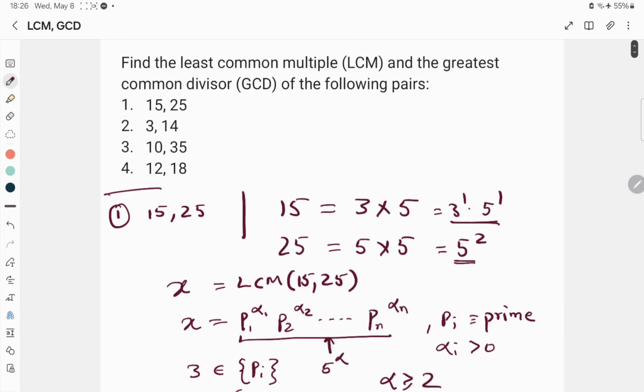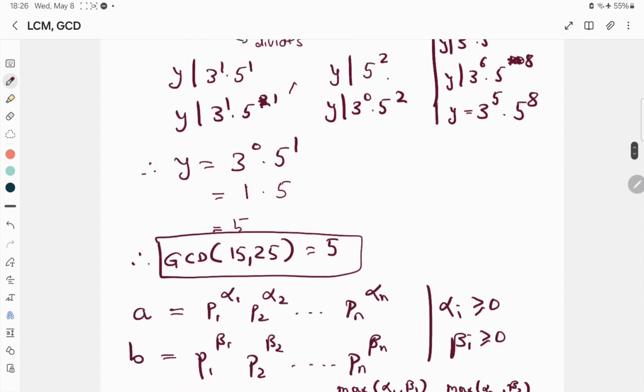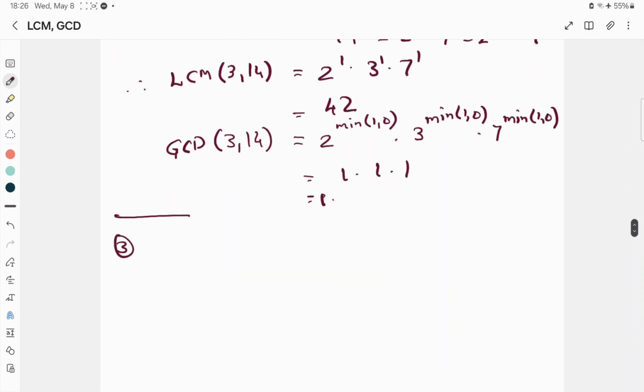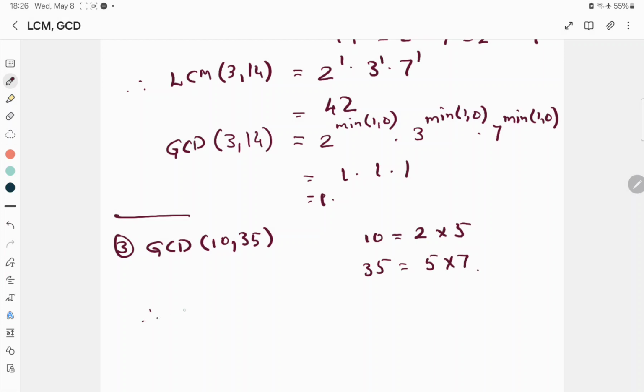Let's go through the math again. 10 and 35. Now the pattern is becoming clear. So let's see the GCD of 10 and 35. Again, let's find the prime factorization. 10 is equal to 2 times 5. 35 is equal to 5 times 7. The GCD is equal to 2 to the power 0, 5 to the power 1, 7 to the power 0, which is 5.